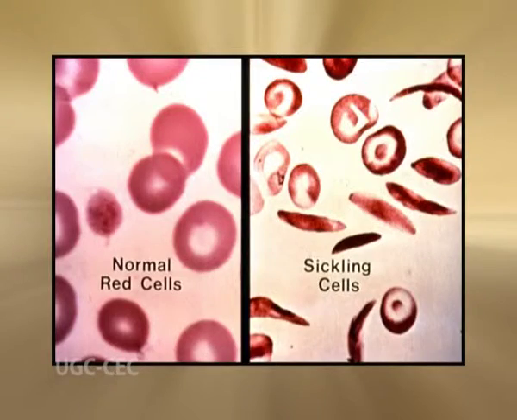This change in hemoglobin structure can have a dramatic effect on the shape of red blood cells, converting them from disc-shaped cells to sickle-shaped cells, which tend to clog small blood vessels, causing pain and life-threatening crisis.